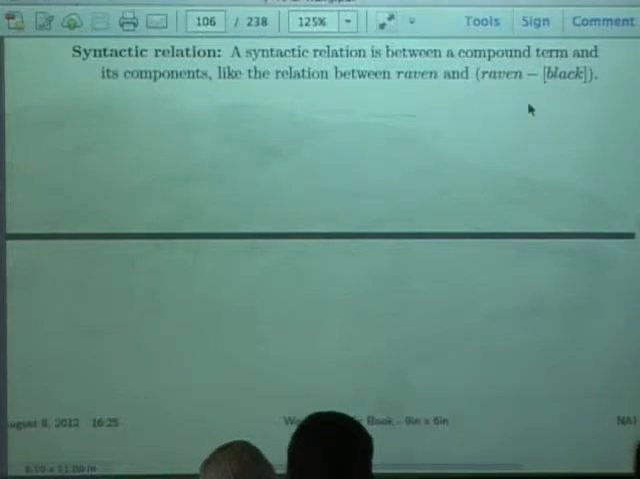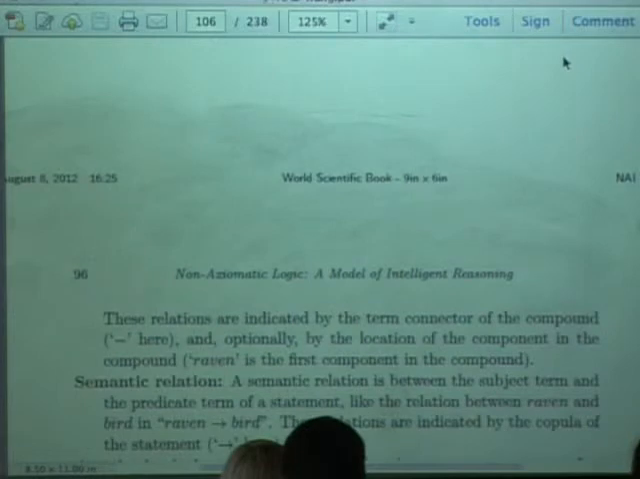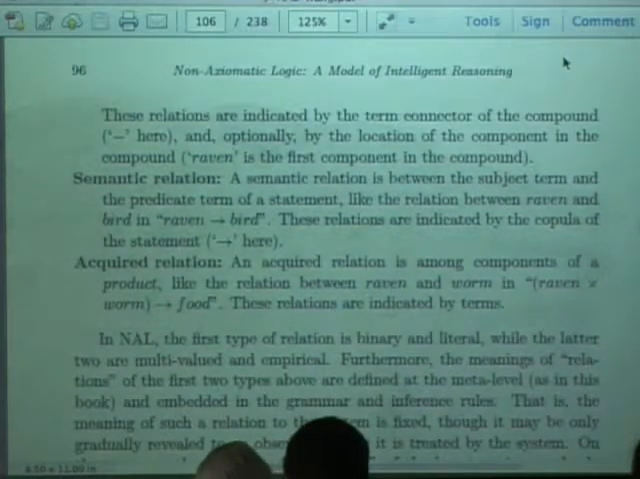Or you see, what is this? Ravens, but not black, right? Or non-black ravens. And this thing, from a pure syntactic point of view, is related to raven and related to black, of course. So that's what I call a syntactic relation.